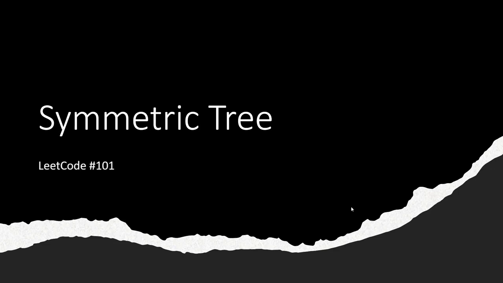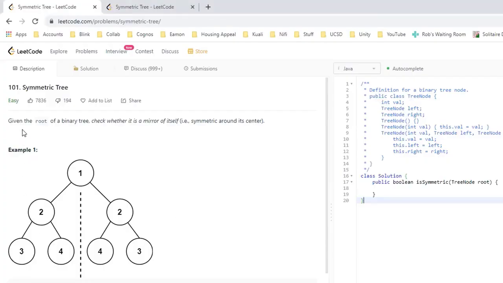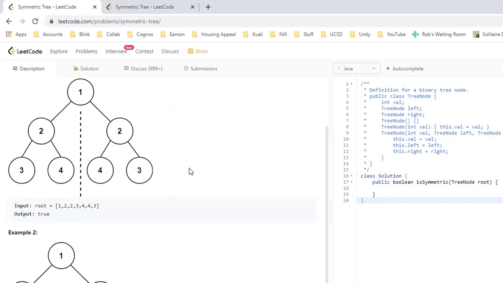Hello everybody. This video is going to take us through LeetCode problem 101, which is Symmetric Tree. Given the root of a binary tree, check whether it is a mirror of itself, symmetric around its center.